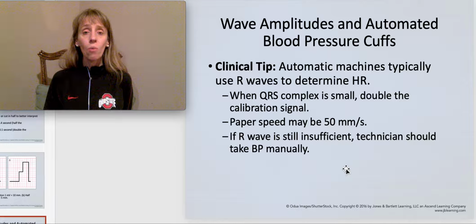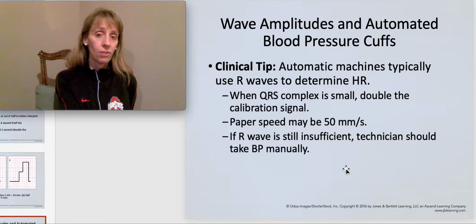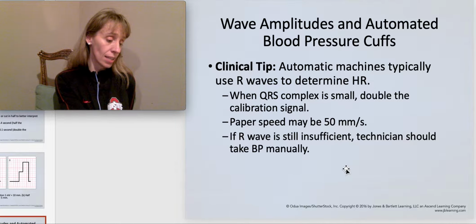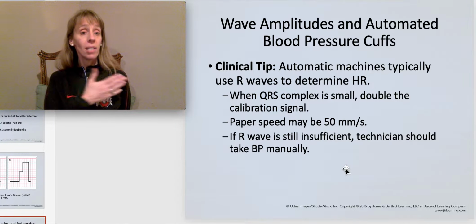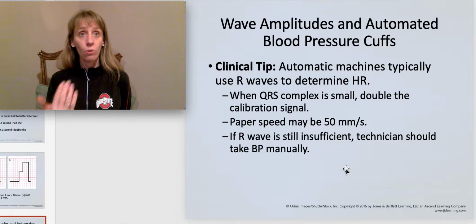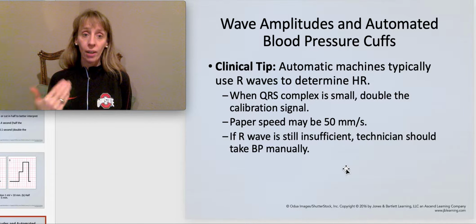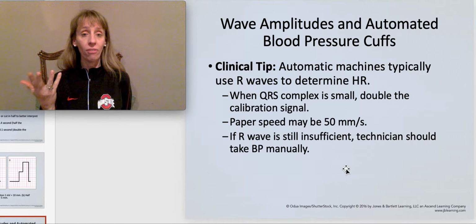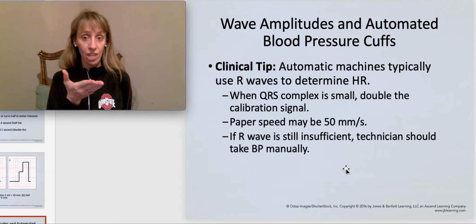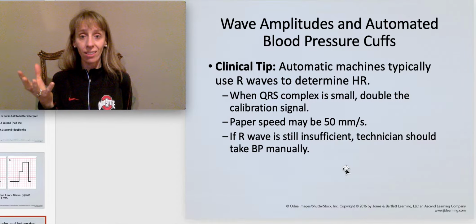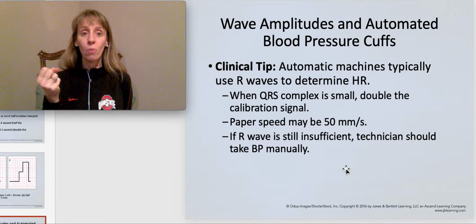So, wave amplitudes and automated cuffs. What we know about automated machines is that they don't often work when people are exercising, and I say that's important because people also ask about manual versus automated blood pressure. When we're in an exercise lab, we're going to do everything manually because the motion of the body oftentimes interferes with the machine. So an automatic machine is typically going to struggle in determining what those R waves are.